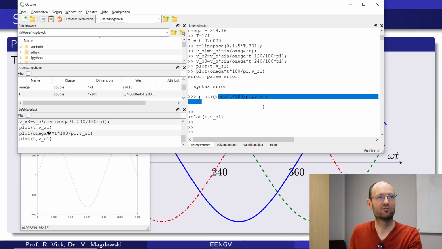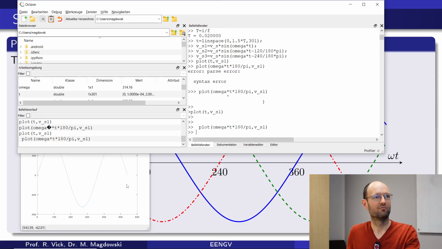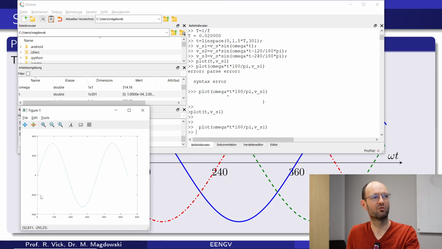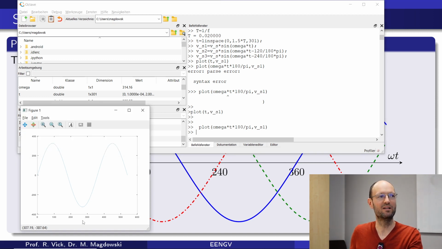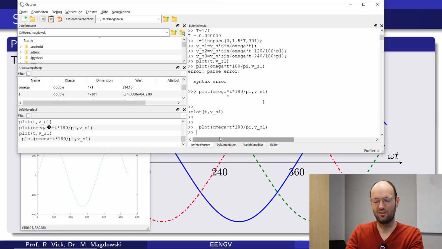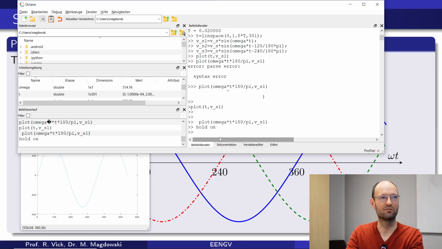I will just copy this if my computer allows me to do so. Okay, now this worked. I don't know what the syntax error was here, because usually this should work. And so now we have the same, but just in degrees. I should, if I'm a real engineer, add some axis labels, but we will just keep it like this. And so I will say hold on, then I can plot the other ones.